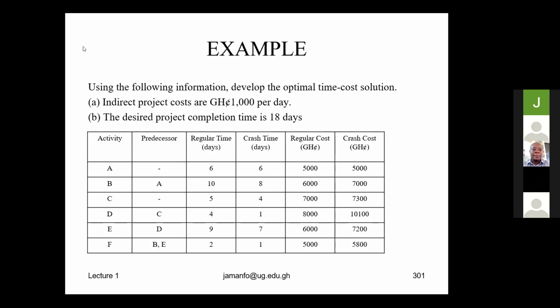You see? The question says that the desired project completion time is 18. Meanwhile, when you did the network diagram, the indication is that the project will be completed in 20 days. And so that 20 days is unacceptable. Now we want it to be completed in 18 days.